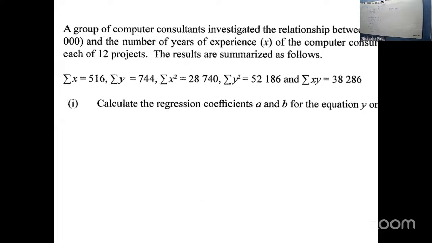A, B, and R, right? No, it doesn't matter. Y and X. A, B, and R.